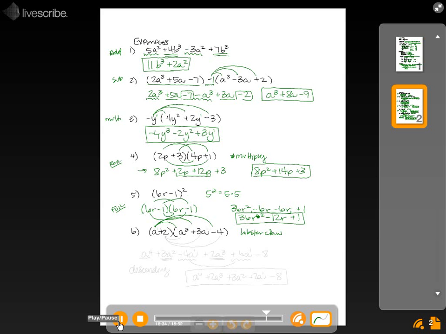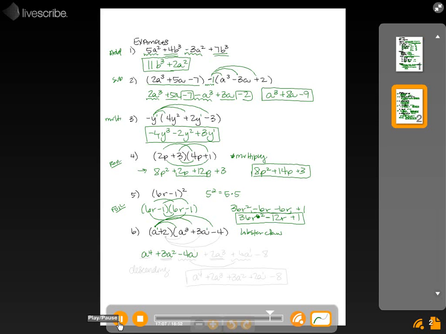So we've got a times a cubed. We add those exponents, and we get a to the fourth, because there's really an exponent of 1 here. So it's 1 plus 3. Now we do a to the first times 3a to the first, and that's going to be 3a squared, because we add the exponents. 1 plus 1 is a 2. Now we take that a to the first, and we've got to multiply it by the negative 4, the last term there. A times negative 4 is going to be negative 4a.